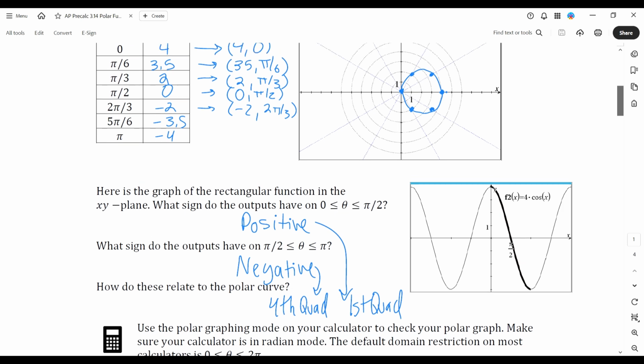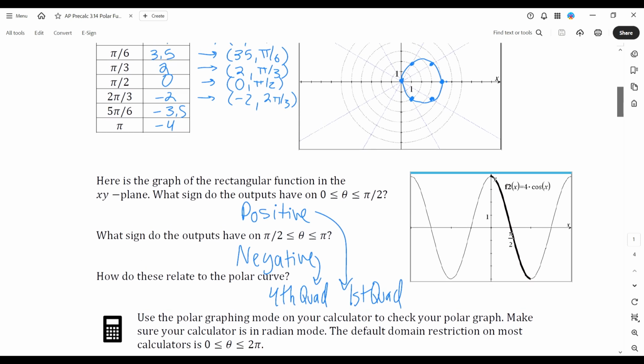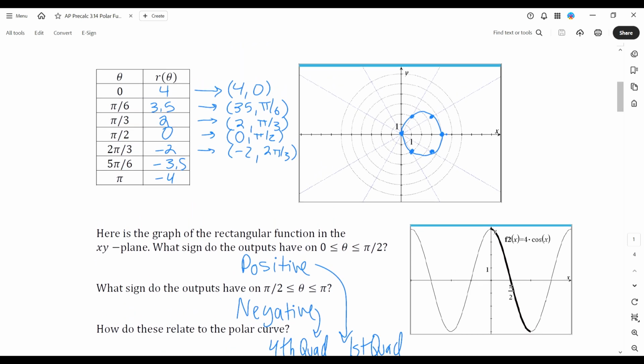That's pretty cool. We're ending content the same way we began content, with rates of change. So we're going to be able to talk about the rates of change of a trig function and how it relates to the graph, which is pretty cool.